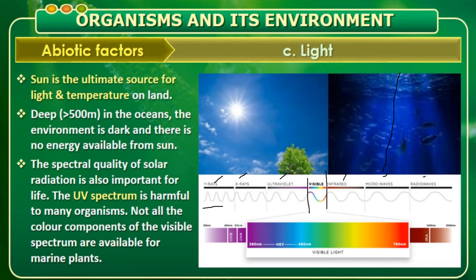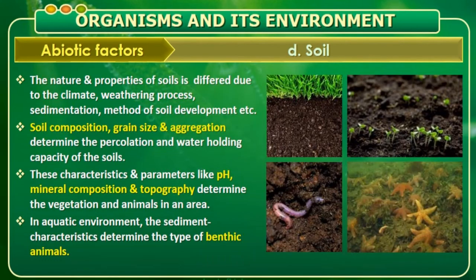The spectral quality of the solar radiation is also important for life. The UV spectrum is harmful to many organisms. Not all the color components of the visible spectrum are available for marine plants. Then what is available for the marine plants? For red and brown algae, some of the light rays are enhanced, change the color components also, and help in photosynthesis, they say.